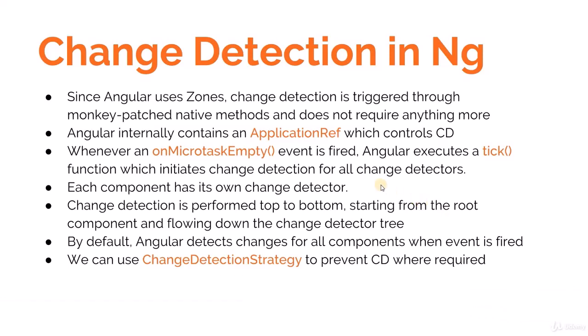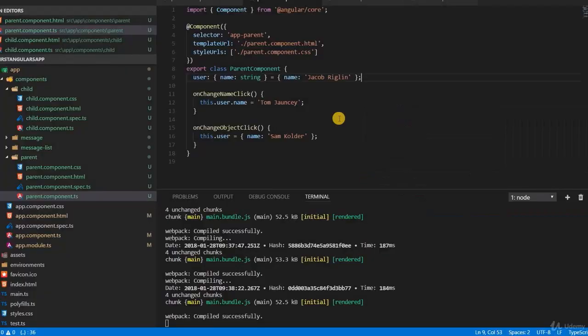Then you can also change the change detection strategy. By default, it's Default. There are two types of change detection strategies: Default and OnPush. Default will detect changes each and every time, but OnPush will detect changes only when the reference of the input property has changed. So let's see what I mean by that.